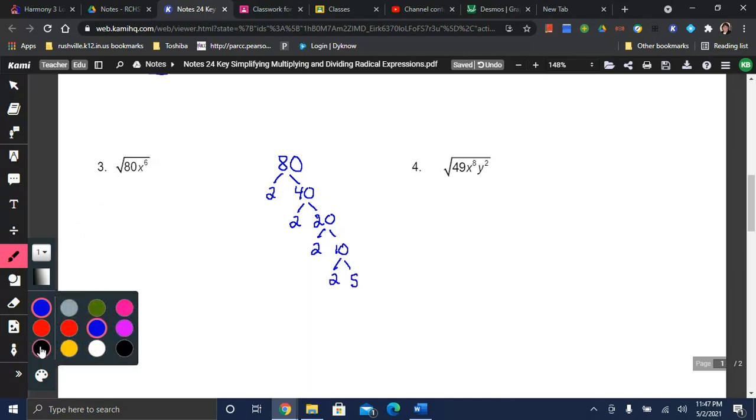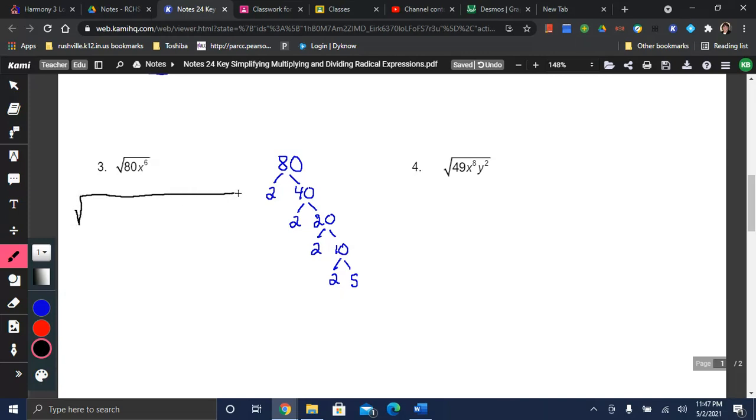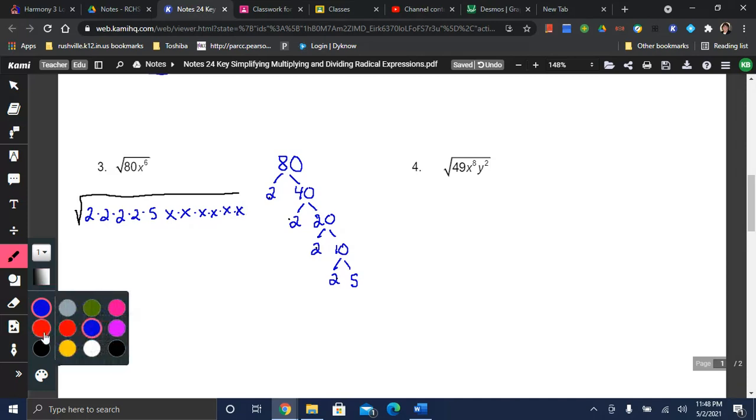All right, now you're going to need to write a long square root symbol because we're going to put all those 2's in it, as well as the 5 and several x's. So 2 times 2 times 2 times 2 times 5, and then we have 6 x's. So x times x, x times x, x times x. We have 6 x's. We're going to go through and circle pairs.